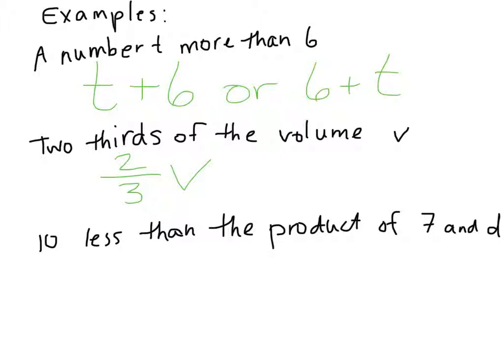And 10 less than the product of 7 and D. So I have 10 less than. So I'm going to have something minus 10. And what is that something? The product. So I'm going to multiply 7 and D. So 7D minus 10.